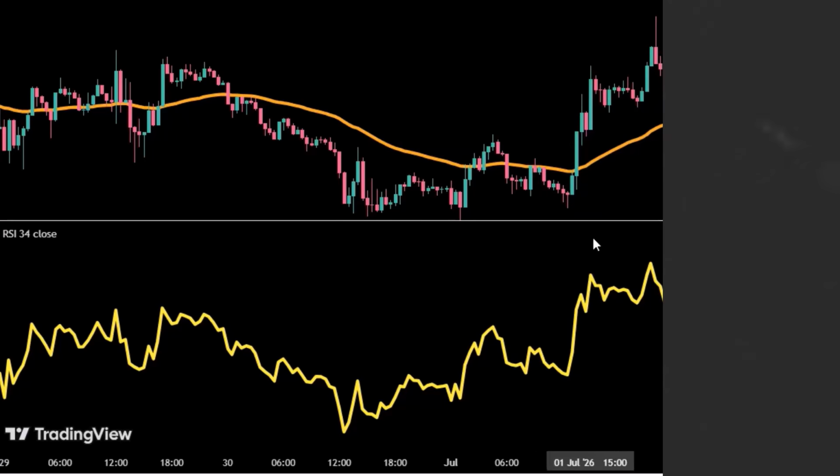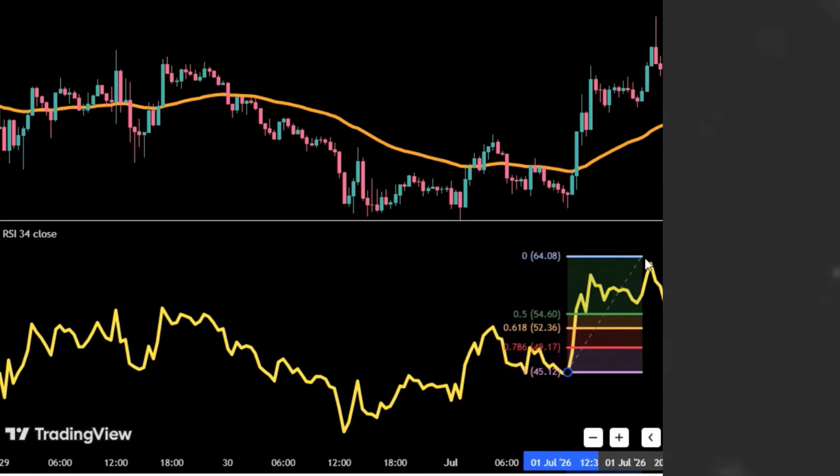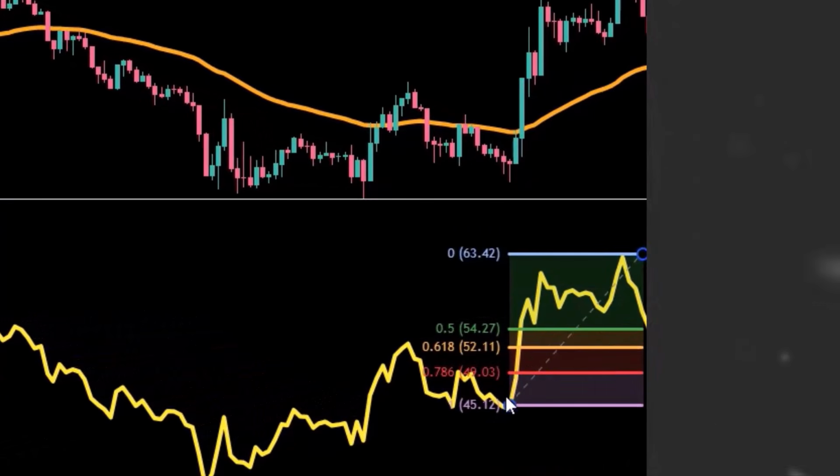Now look at the RSI 34. We want to find a clear bullish swing. Here, the RSI makes a low and then moves strongly upward to a swing high. This is the movement we are interested in. Now we can apply Fibonacci retracement to this RSI swing from the RSI swing low to the RSI swing high. And now we wait. We expect the RSI to pull back toward one of our 3 Fibonacci levels.